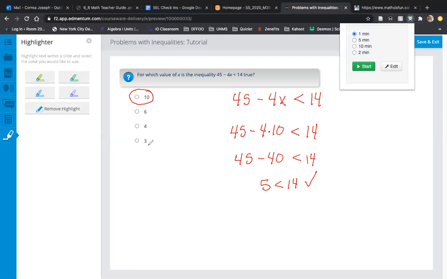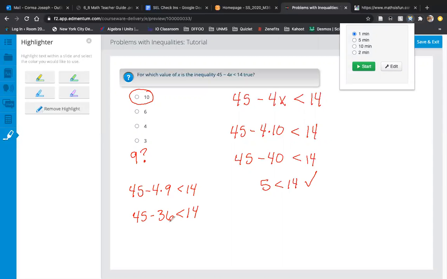I did see somebody ask, is 9 correct? So 9 wasn't an option, but 9 may in fact work for this inequality. Let's check that out really quick. Does 9 work? I'd say 45 minus 4 times 9 is less than 14. I end up with 45 minus 36. Is that less than 14?